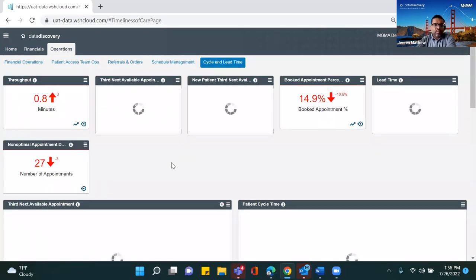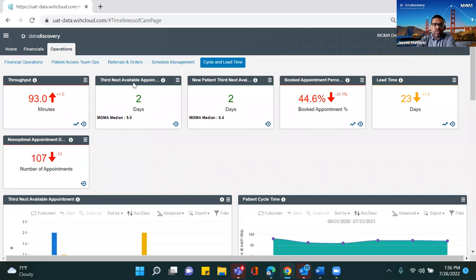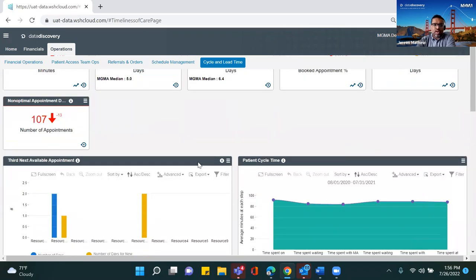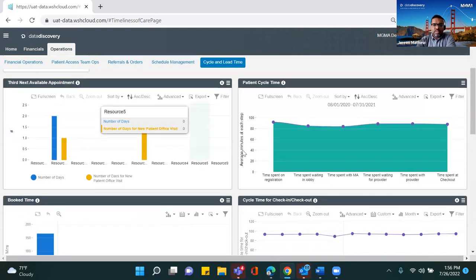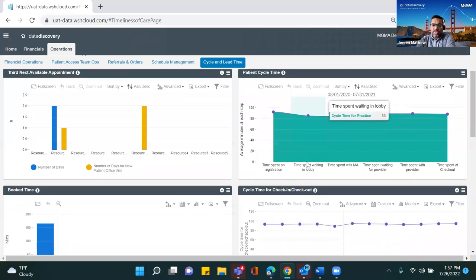Finally, cycle and lead time. Here we look at efficiencies in terms of how fast you are getting the patients through the system. So your third next available appointment for new patients and overall your throughput, the number of minutes spent from check-in to check-out, what is the number of minutes spent with the patient, and then all the other things leading to it in terms of the booked appointment percentage, lead time, and non-optimal appointments. Some of these are really interesting, which gives you the insight of where you're having bottlenecks in your system and you're spending too much time with the patients.